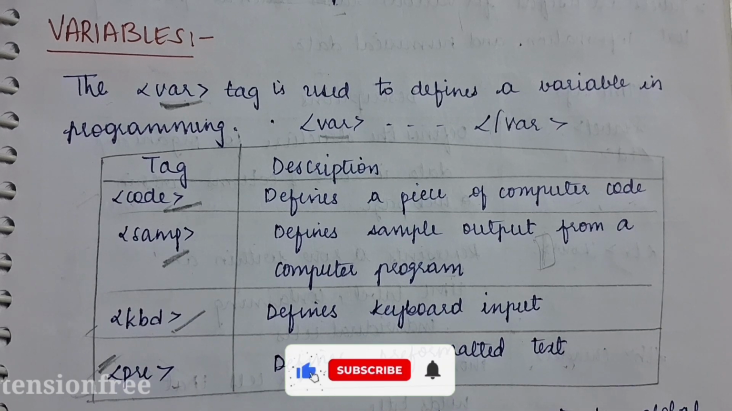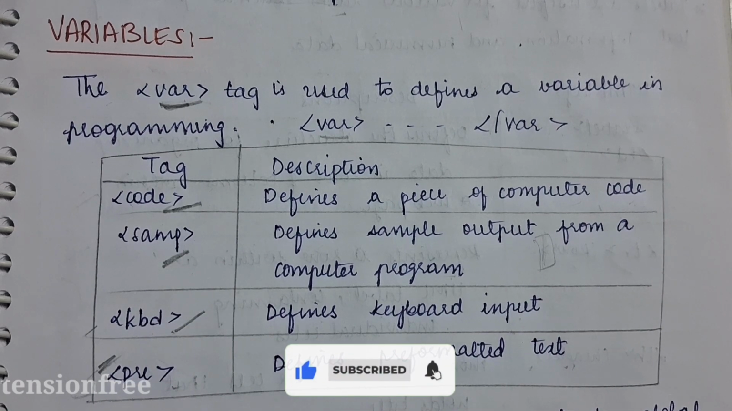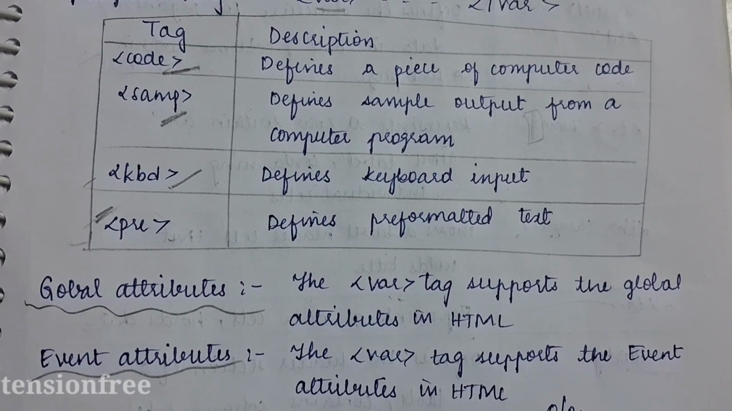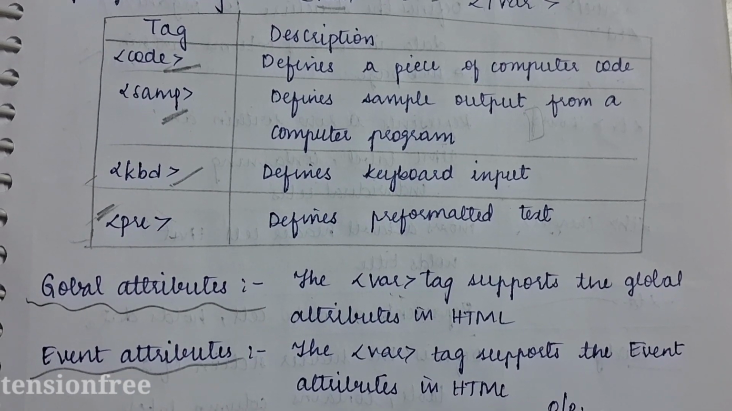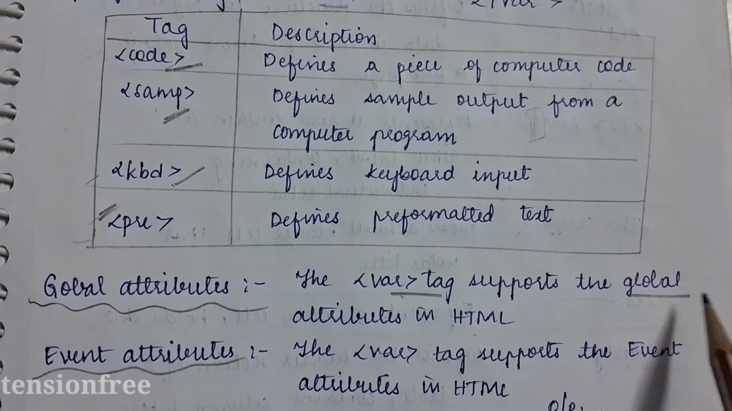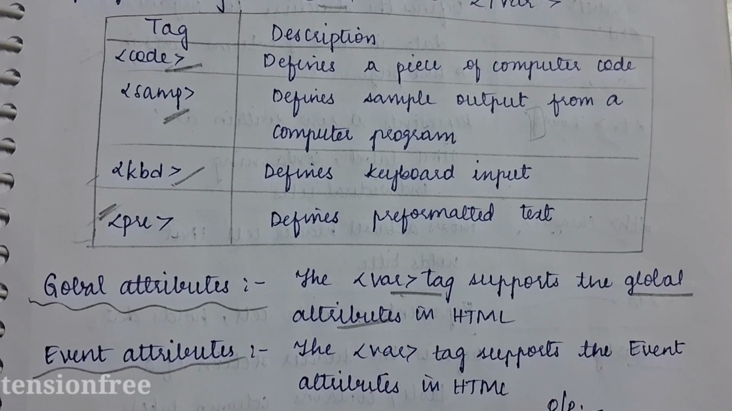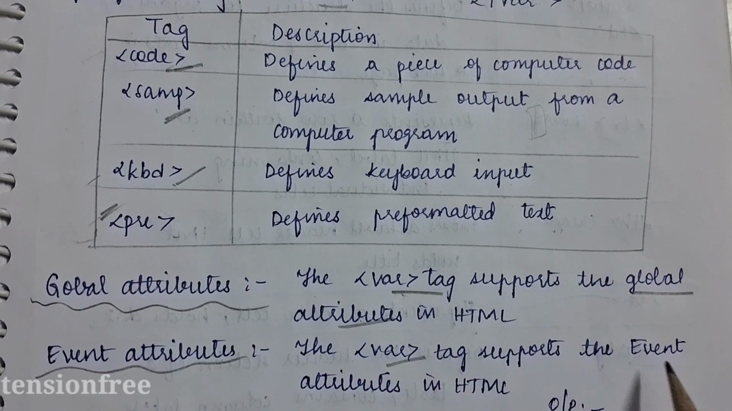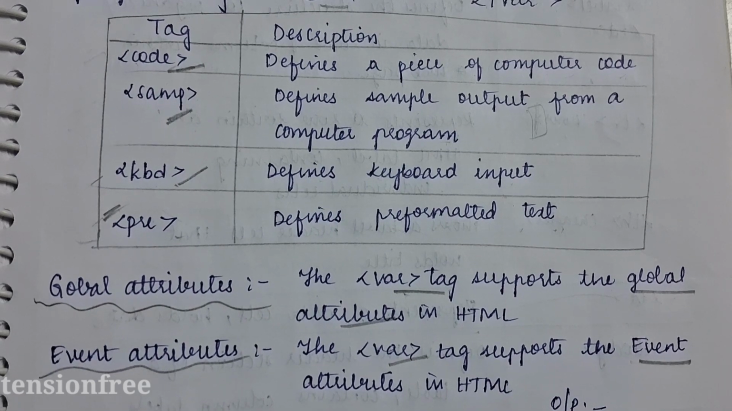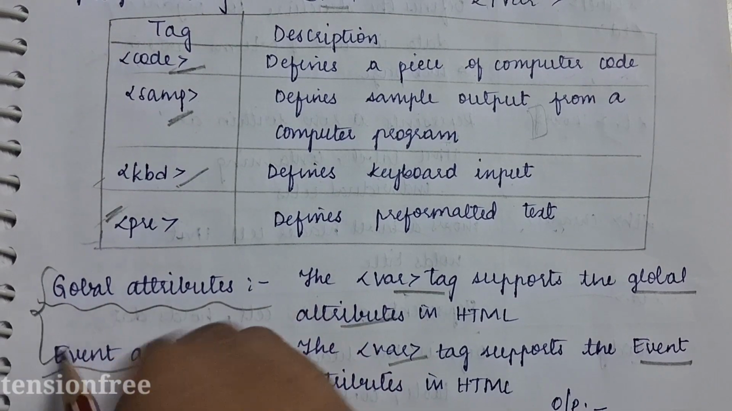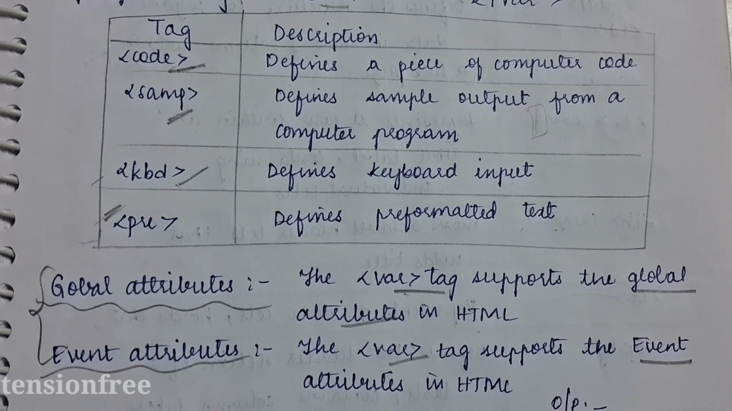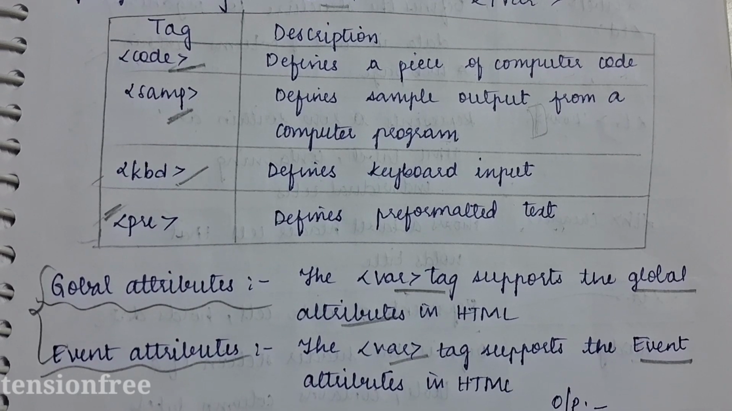In these variables, we're going to have two attributes, those are global attributes and event attributes. The var tag which supports the global attributes is known as a global attribute, and the var tag which supports the event attributes is known as an event attribute. These are the two attributes used in the HTML variables. Let's look into the example of the HTML variable.